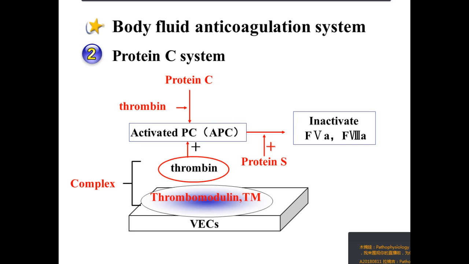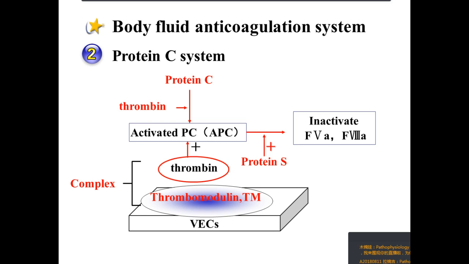So we know if protein C decreases, protein S decreases, and Tm decreases, then anticoagulation function decreases and coagulation function increases, and clots form. If they increase, anticoagulation function increases and there is bleeding. Now, that is the protein C system.